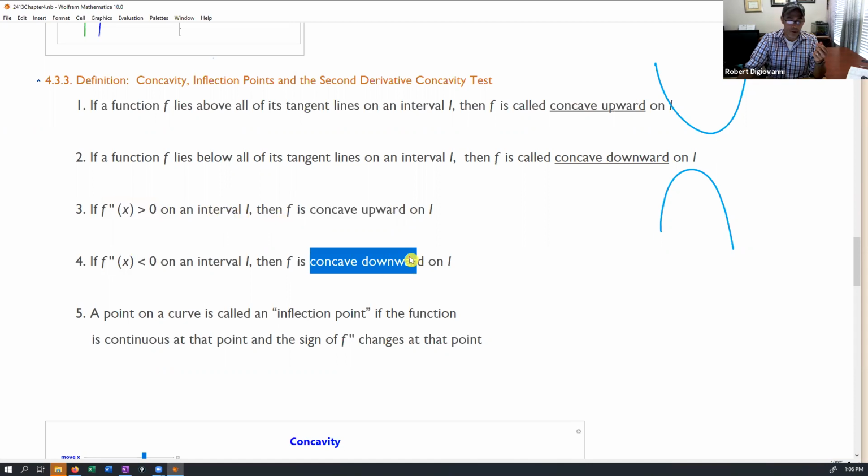Can you say convex versus concave? It's concave. Convex is something different. Okay, thank you.